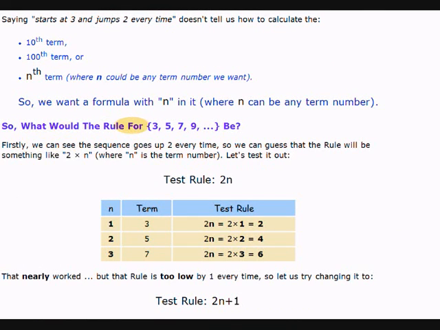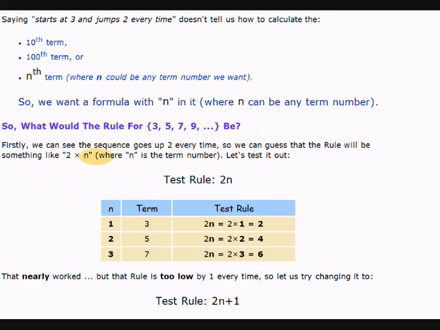So what would be the rule for 3, 5, 7, 9, etc.? Firstly, we can see the sequence goes up by 2 every time. So we can guess that the rule will be something like 2 into n, where n is the term number. For example, this is the third term. The value is 7, but the term is 3. And this is the first term. 2 into the first term is 2.